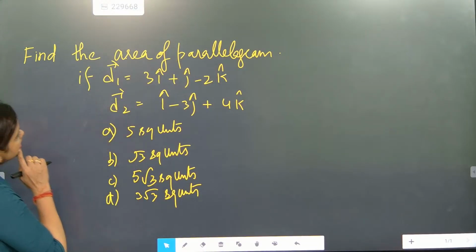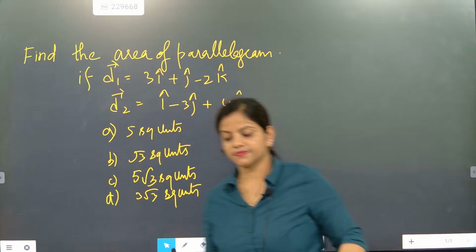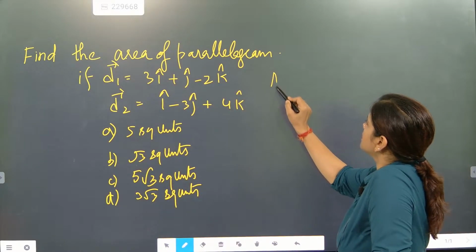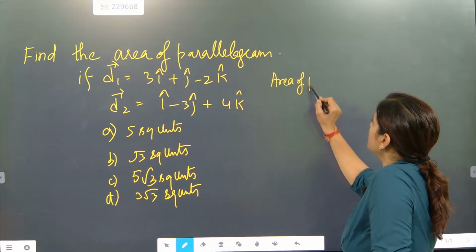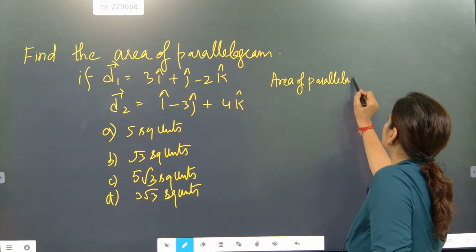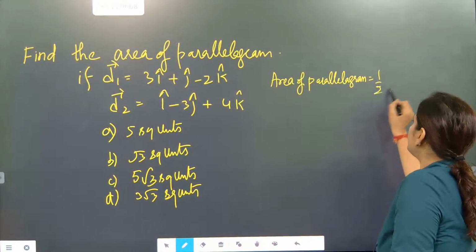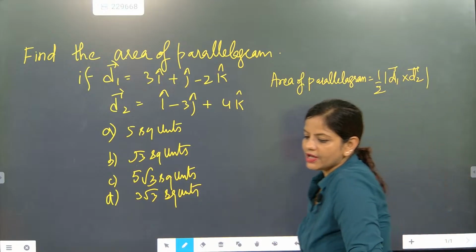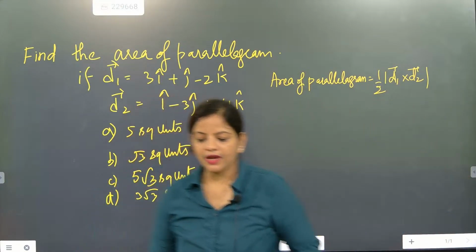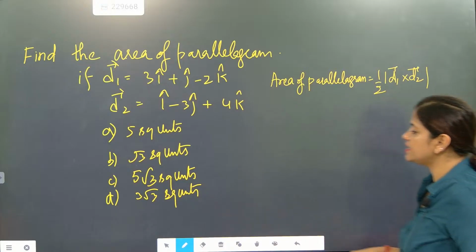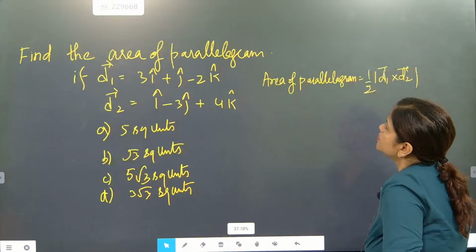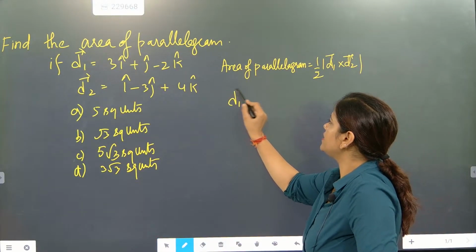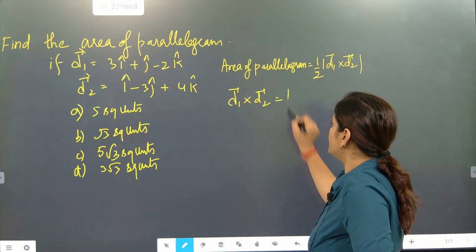So how to solve this question? Let's see. We know that the area of a parallelogram is equal to 1 by 2 d1 cross d2. That's it. That day I taught that for a parallelogram, diagonals will be there. At the time when you are writing diagonals, this will become the formula. So we will be doing only one work. First we will find d1 cross d2, and after that we will just substitute.